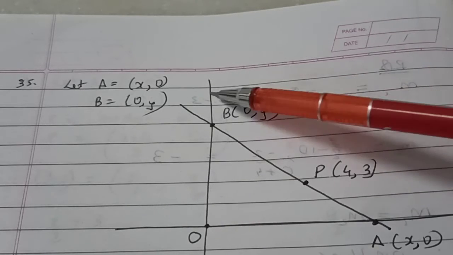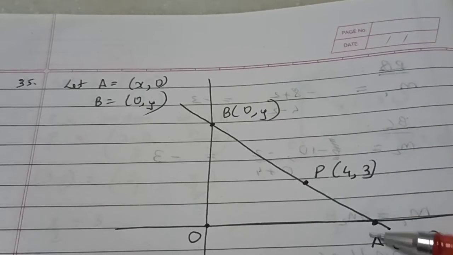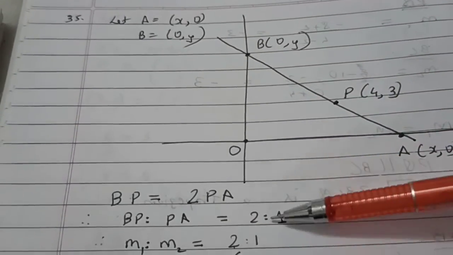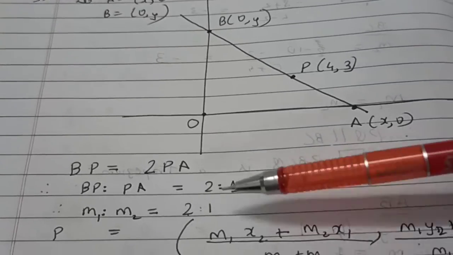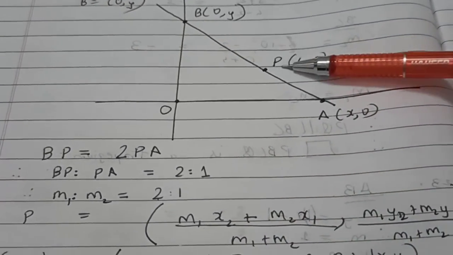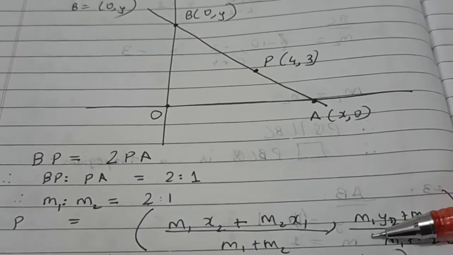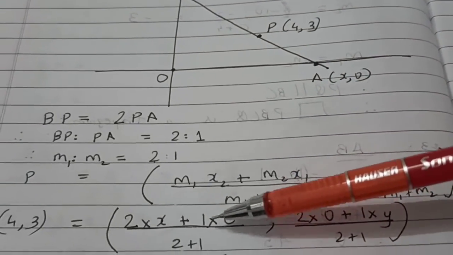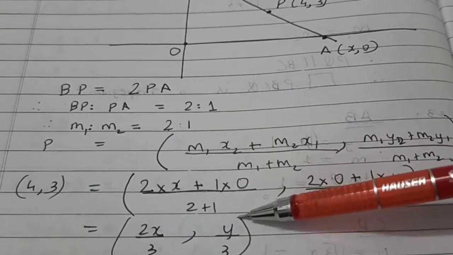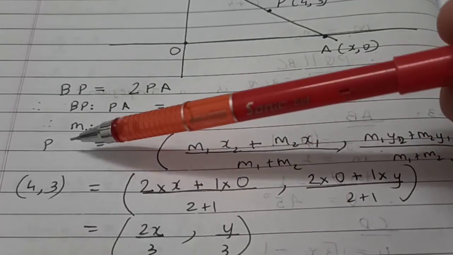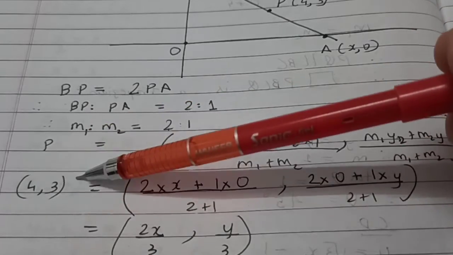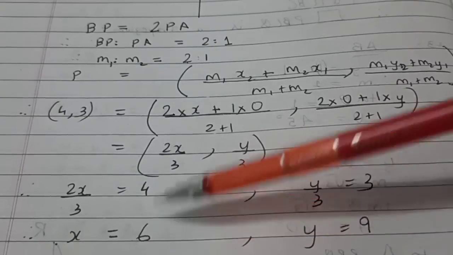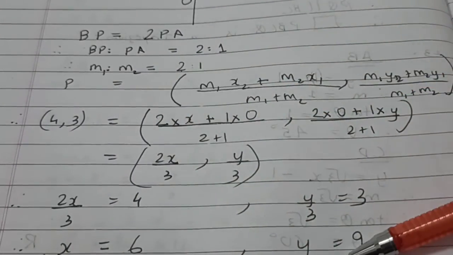Rather, they are saying that BP is twice of AP. That means BP ratio PA is equal to 2:1. This ratio will be useful because we are going to use section formula to find the coordinates of P. This is the section formula. So using the coordinates of A and B, I am getting the answer of P's coordinates as 2x upon 3 and y upon 3. But the coordinates of P are already given as 4 comma 3. So by comparing, I can get the value of x as 6 and get the value of y as 9.